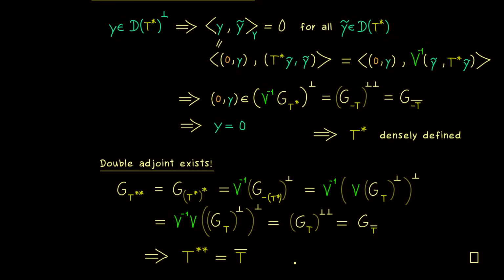And please note, in particular, the theorem tells us that for a closed densely defined operator T, the double adjoint is equal to T. So this is a really nice result for the Hilbert space adjoint, and I would say let's discuss more about that with the next videos.